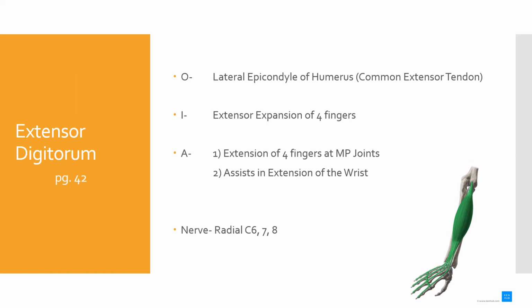Extensor digitorum, origin, lateral epicondyle of humerus, common extensor tendon. Insertion, extensor expansion of forefingers. Two actions include extension of forefingers at MP joints, and it assists in extension of the wrist.